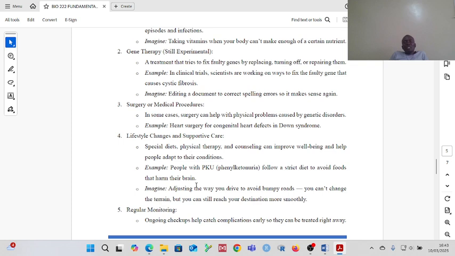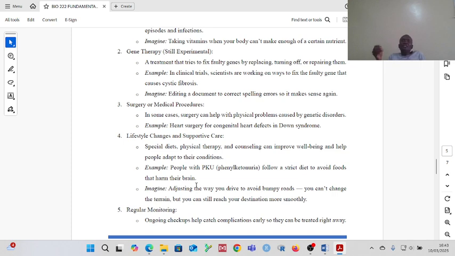So most people who are suffering from these genetic disorders might need to change their lifestyle. For example, maybe you will need a special diet. You will need physical therapy. You will need counseling, okay, so that you know how to adapt to that condition which you cannot cure.